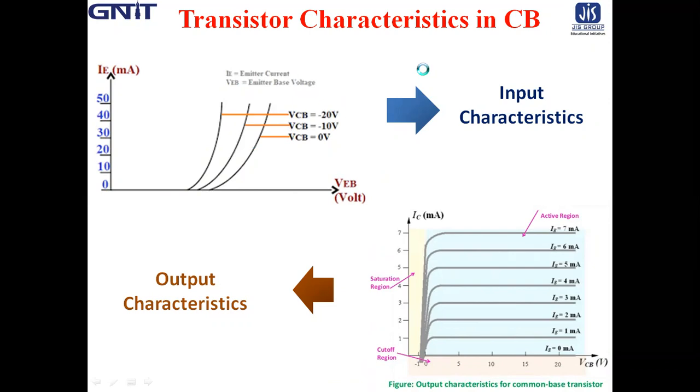or transistor static characteristics. Normally when we discuss transistor static characteristics, there are mainly two types of characteristics present for any combination, whether it is common base or common emitter or common collector configuration. They are input characteristics and output characteristics.